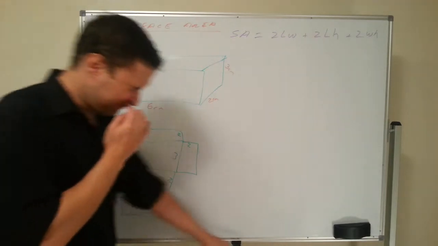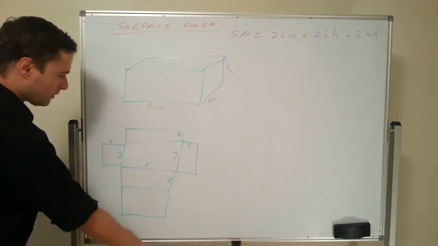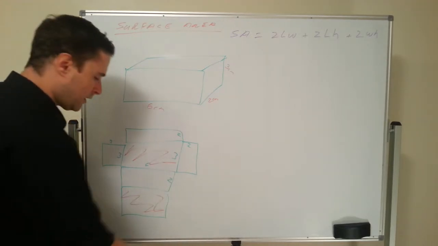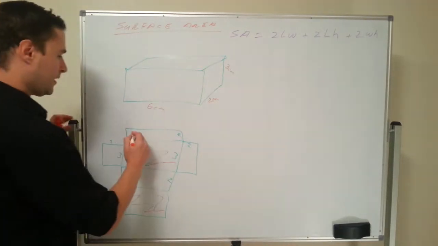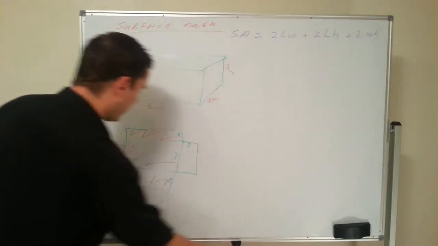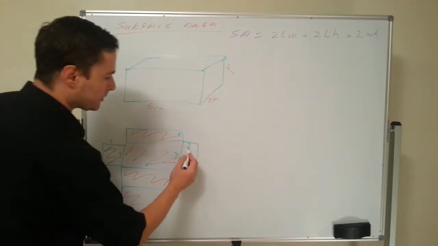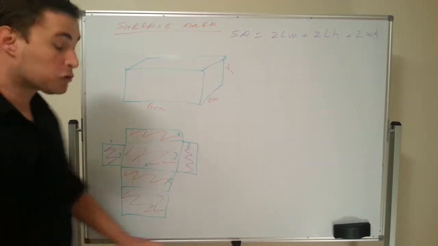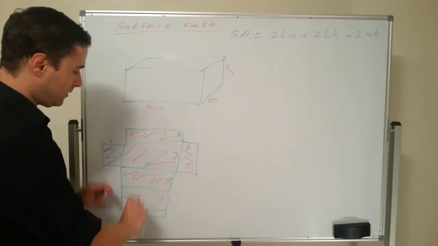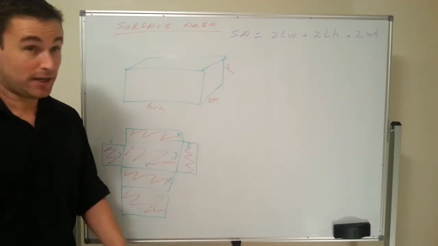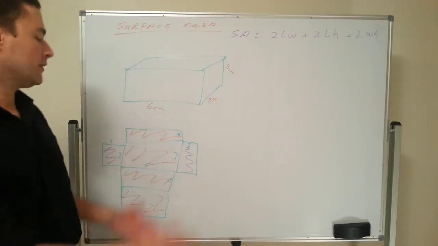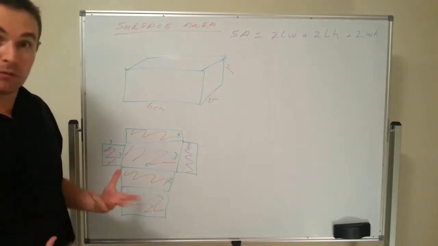Now, if you think about this, how many have I got? Well, I've got the front, which is the same as the back. Then I've got the top, which is the same as the bottom. And I've got the left-hand side, which is the same as the right-hand side. So I've got 2 of each rectangle. There are 6 rectangles altogether, 6 sides for a cuboid, and I've got 2 of the same. So all I have to do is combine them.